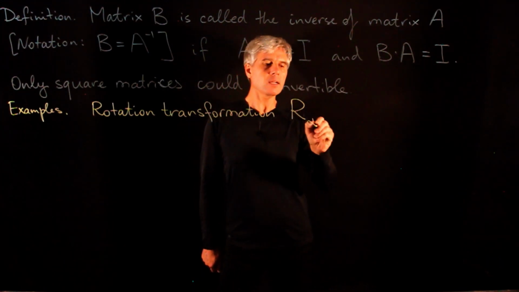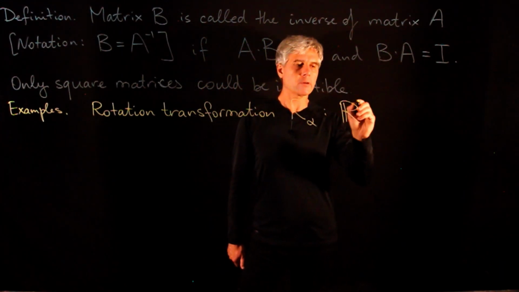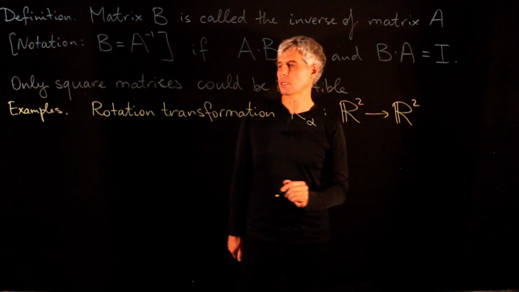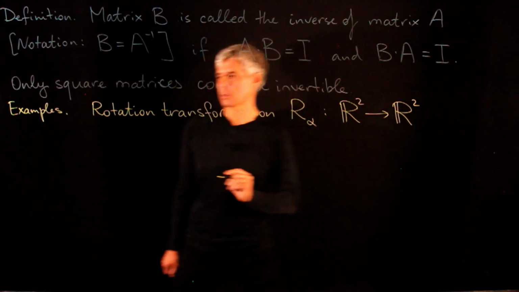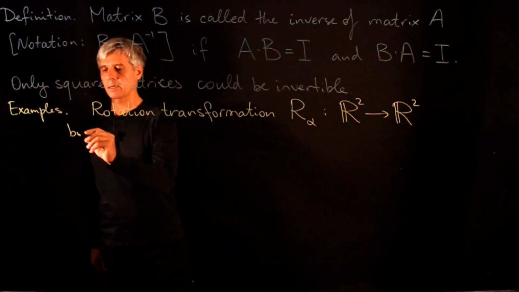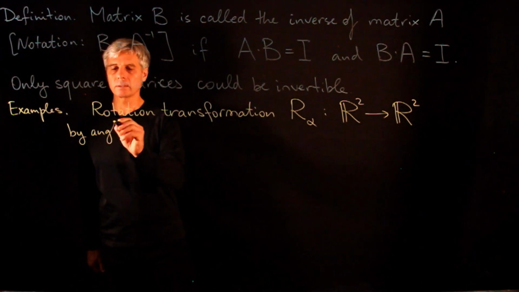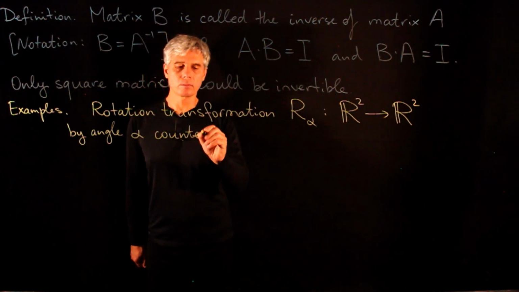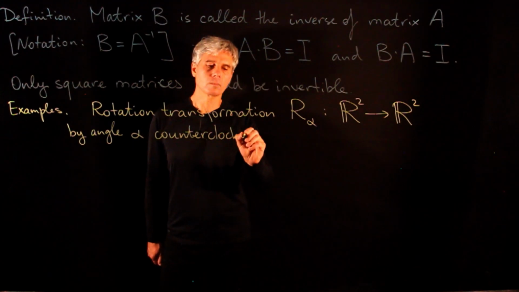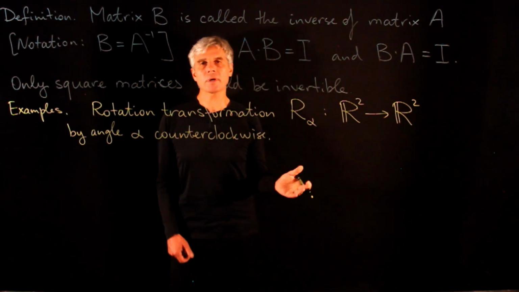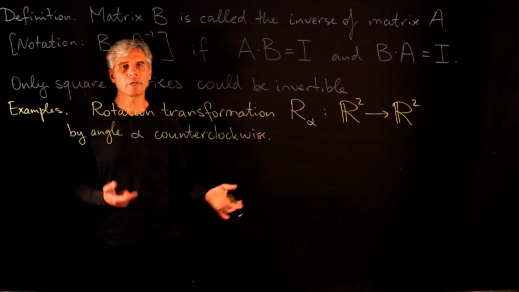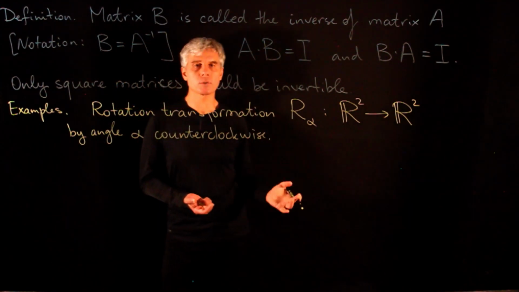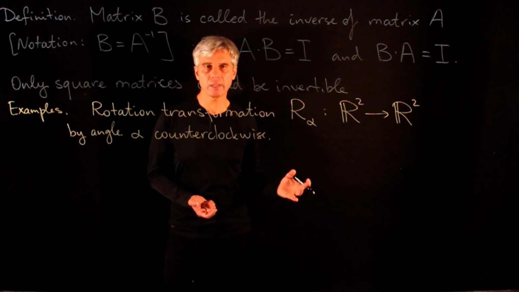So let's call it R alpha, which is a rotation of a plane. So this is a rotation transformation by angle alpha counterclockwise. So if we rotate the plane by angle alpha counterclockwise, how can we undo this transformation? So that is, find the inverse.